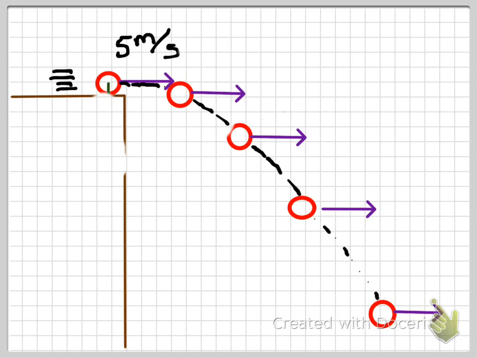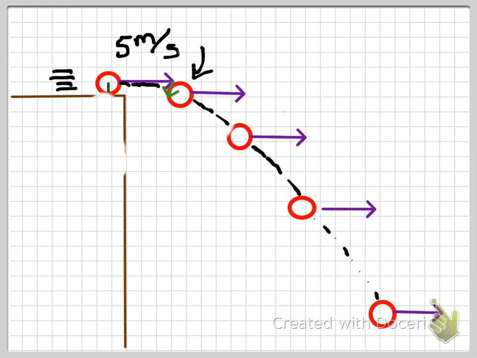But the vertical velocity will increase every second. So let's pick a color for vertical. Let's go with green. All right, so at this first point, it really doesn't move a whole lot vertically because it hasn't had much time to accelerate yet. So it's just going to be a small amount. It's not going to let me draw it properly. Oh, there we go. So it's going to have a very small y velocity.